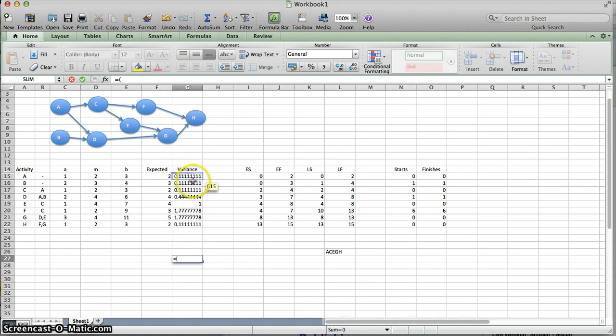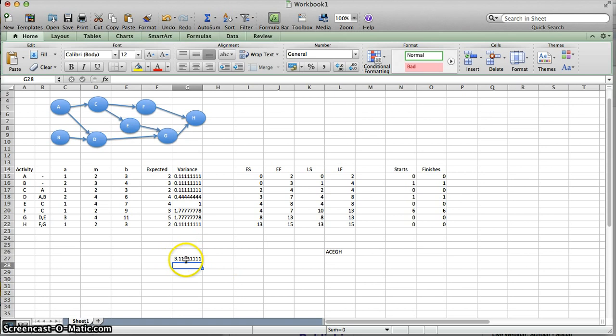So we said it is A plus C plus E plus G plus H. Yes, we have calculated variances for other activities, but they weren't on the critical path, and so they don't affect the overall length of the project.